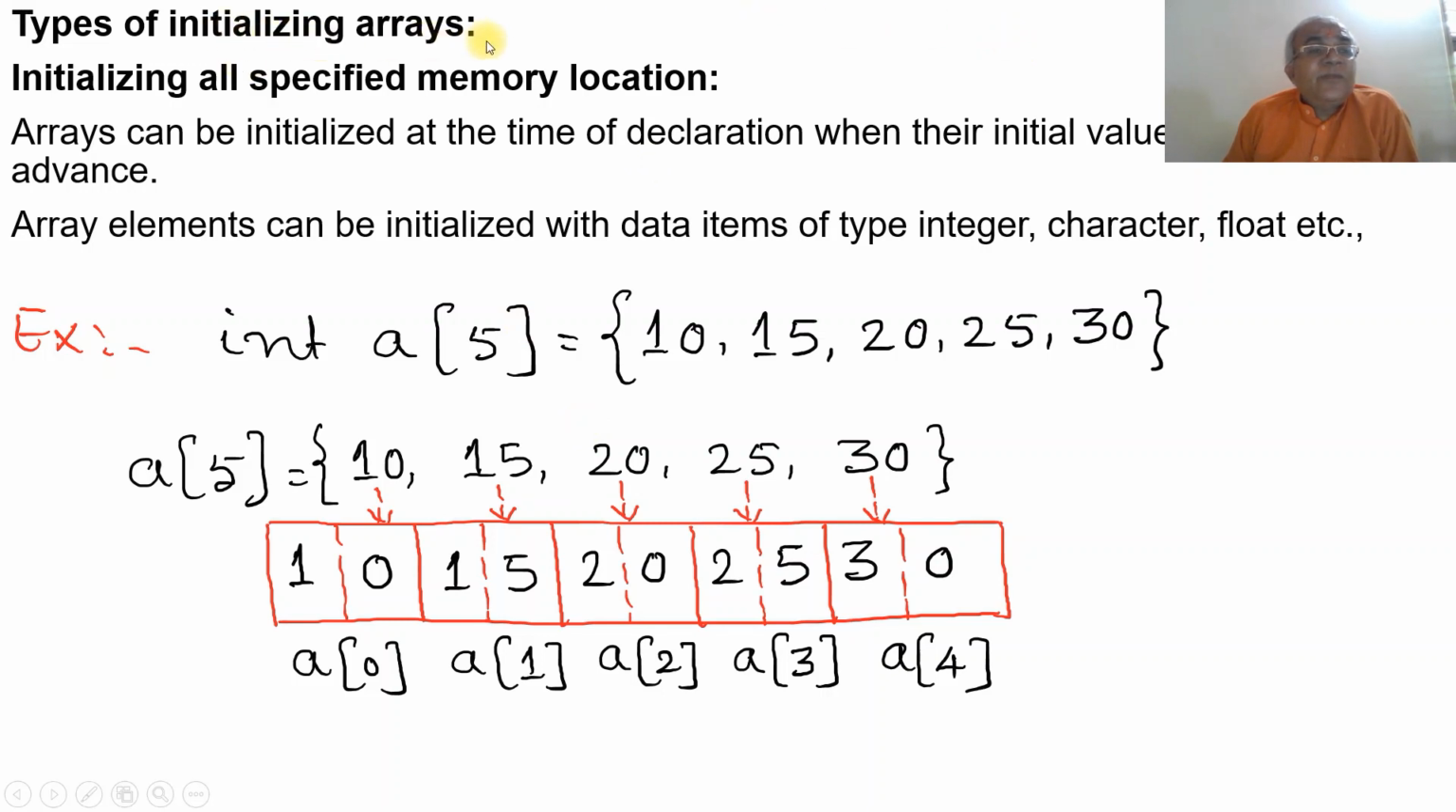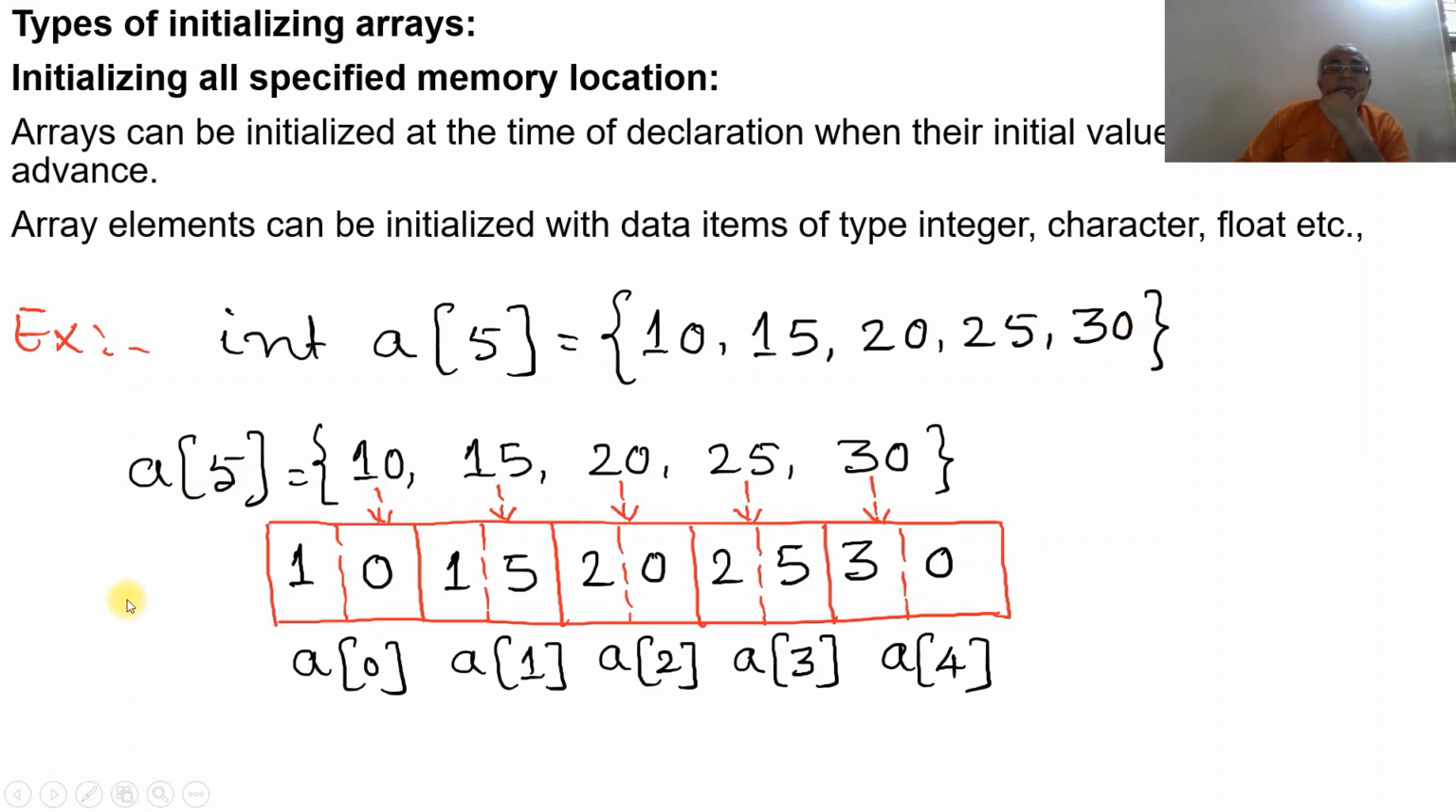The types of initialization of arrays: initializing all specified memory locations. What does it mean? Array names can be initialized at the time of declaration when their initial values are known in advance. So if you know the values, then we can initialize directly. For example, int a[5] with the assigned values 10, 15, 20, 25, and 30. The type of the array is integer, the array name is a, and the subscript is 5. The values are 10, 15, 20, 25, and 30.